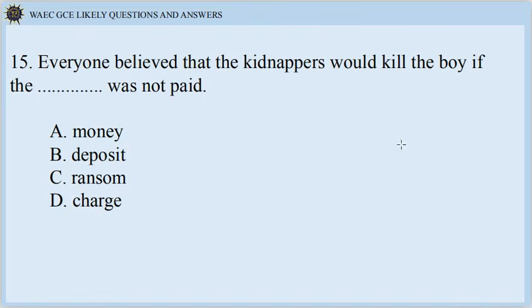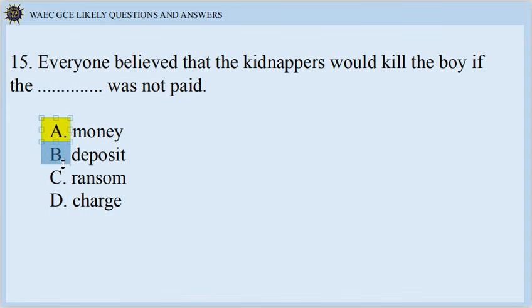Everyone believed that the kidnappers would kill the boy if the dash was not paid. A. Money. B. Deposit. C. Ransom. D. Charge. Option A, money, is the currency that is used for payment, a medium of exchange that is acceptable in a particular country.